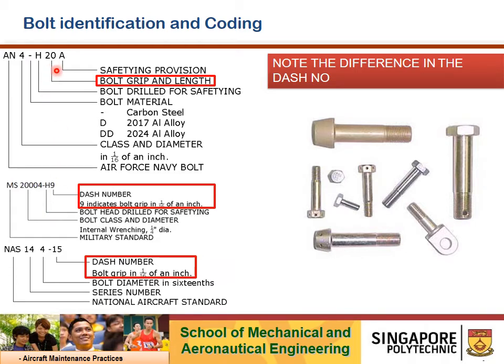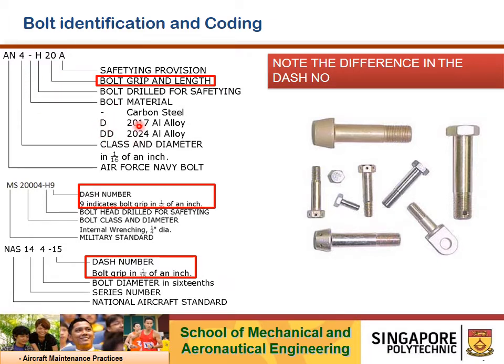The last digit in the various examples will be the grip length. For the AN bolt itself, we have done an exercise earlier. We do not have a direct reading on that. This doesn't mean that it's 20 over 16 in this case, but you have to read through the chart for the grip length of the AN bolts.